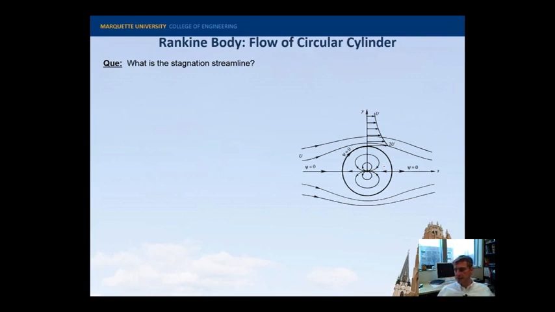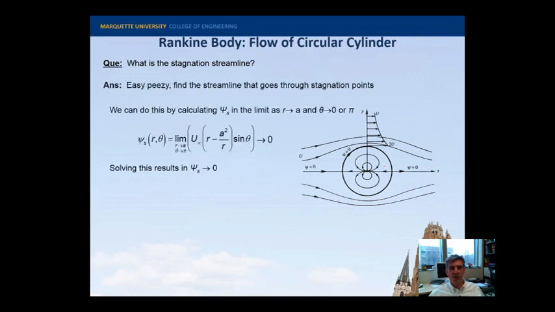So in this case, we can determine the value of the stagnation streamline by just letting r go to a and theta go to 0 or pi. In the limit, it's easy to see that as r goes to a, this becomes r squared over r, so this is r minus r, which is 0. And then sine theta, either at 0 or pi, goes to 0. So this is well behaved, and we just learned that the stagnation streamline is 0, just like we've got drawn here, so it was a little bit obvious.